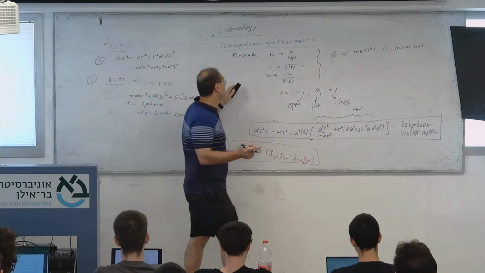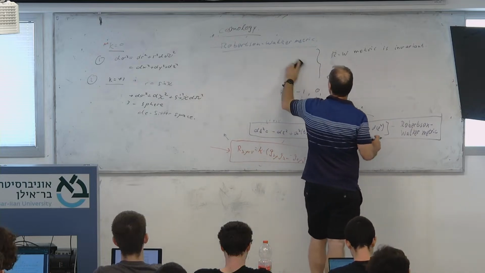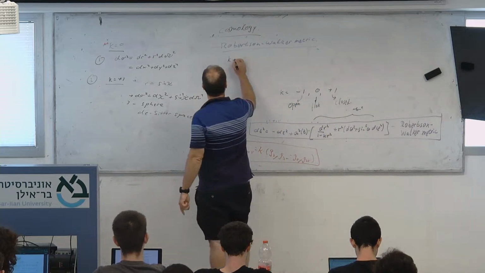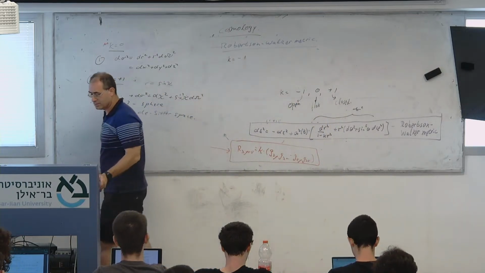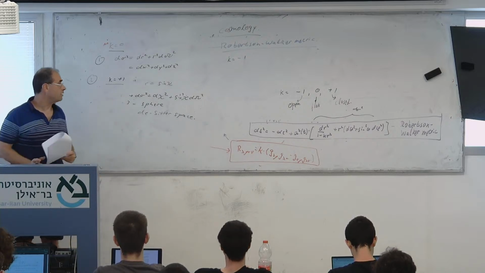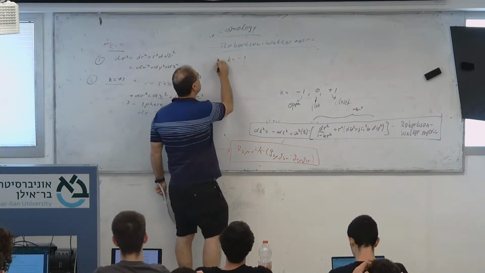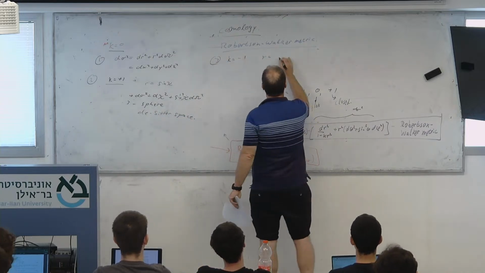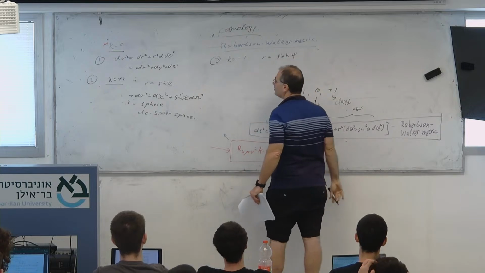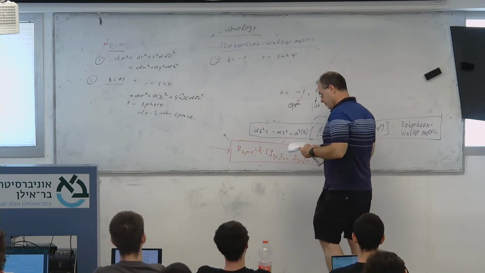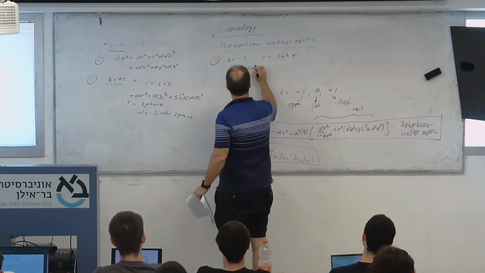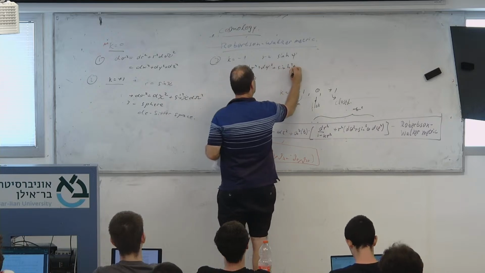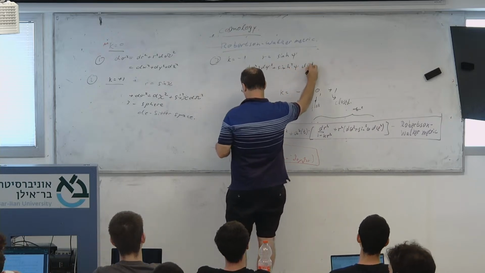And then the last option, we only have 3. If K is equal to minus 1, then r is equal to sinh of some function psi. Then we have d sigma squared is d psi squared plus sinh squared psi d omega squared.